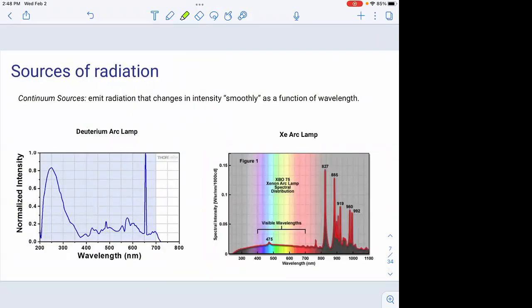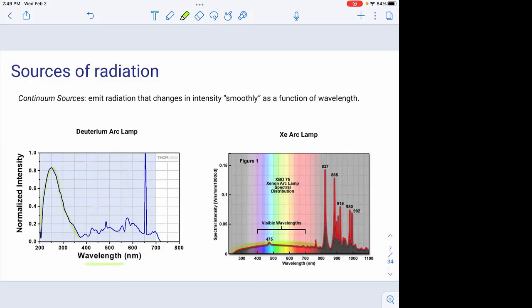Remember that I said that sources of radiation can be continuum sources or line sources. A continuum source is one that emits radiation that changes in intensity smoothly as a function of wavelength. The examples that I've given here are a deuterium arc lamp and a xenon arc lamp. We'll talk a bit more about how arc lamps work, but the idea is that there's a change in intensity that's relatively smooth as a function of wavelength. The same thing over here for the xenon arc lamp.